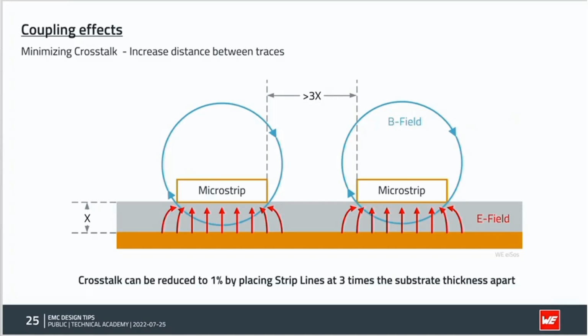So what could we do to reduce crosstalk? One very efficient thing is to just increase the distance between two traces. In this case, there's a general rule where you increase the distance by a factor of 3 with the substrate thickness, and you reduce the crosstalk to 1%.